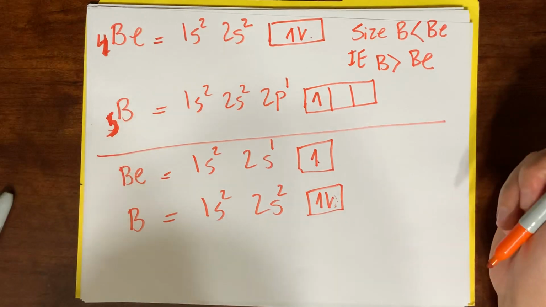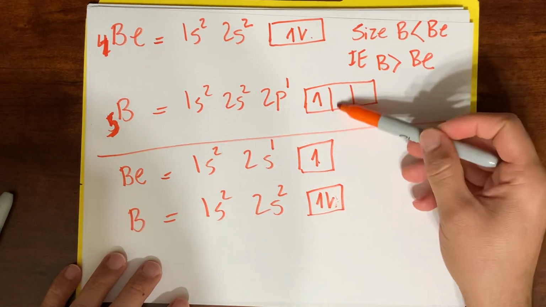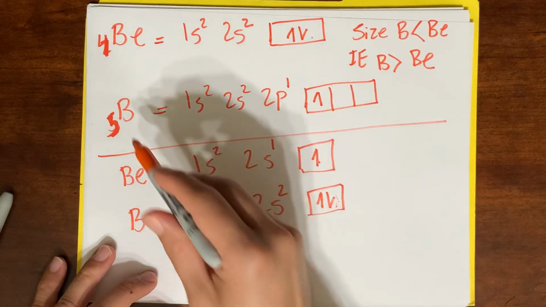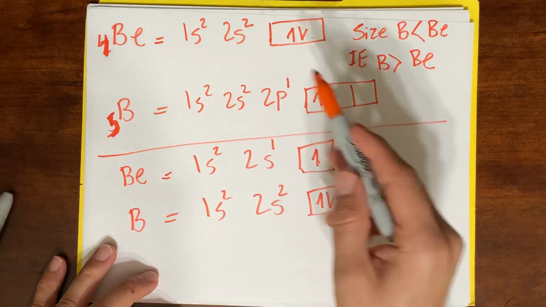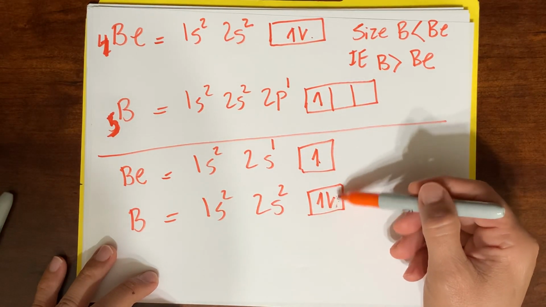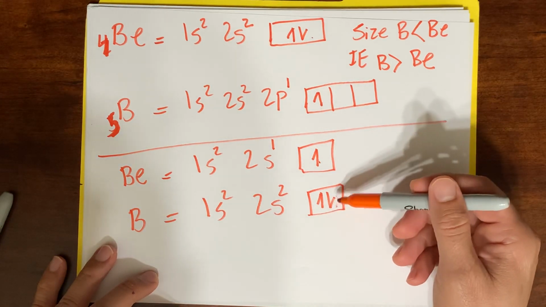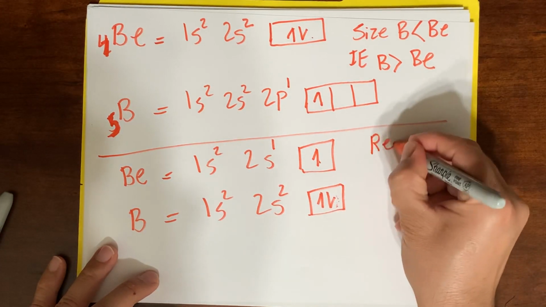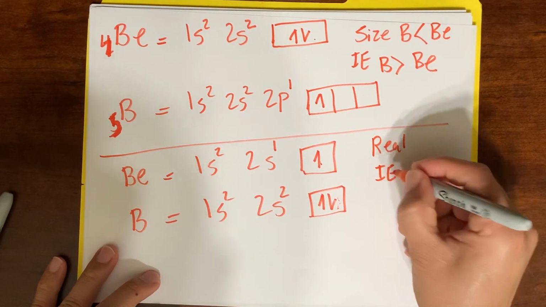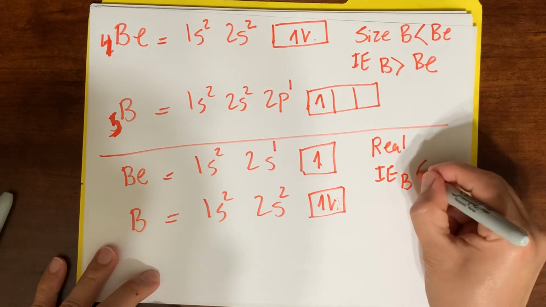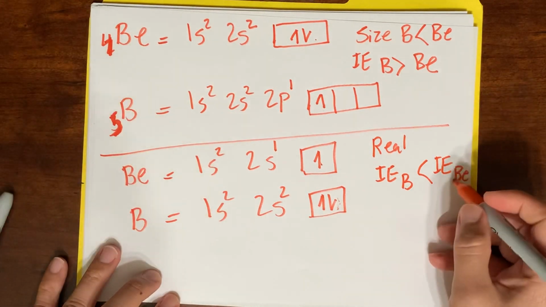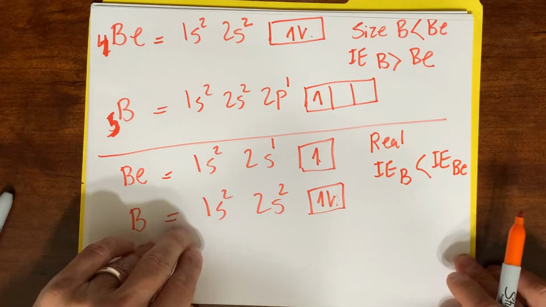So because of the orbital that we will generate after taking electron, we can see that in B, by taking electron from 2p, we get fully occupied 2s orbital, and that's going to give us some stabilization. And in reality, ionization energy of boron, it will be less than ionization energy of beryllium. Because beryllium, you are taking electron from fully occupied orbital.